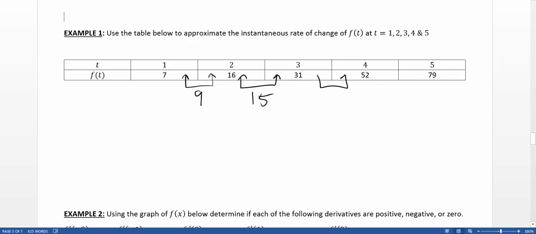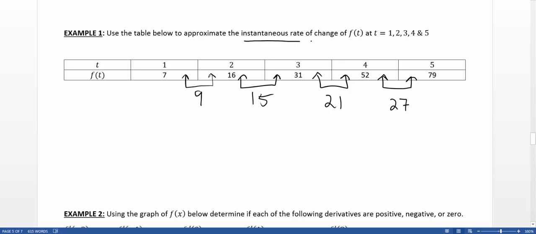Moving along, to get the average rate of change between 3 and 4, we would do 52 minus 31 divided by 4 minus 3, which would give us 21. And the average rate of change between 4 and 5 would give us 79 minus 52 divided by 5 minus 4, which is 27. So those are the average rates of change.